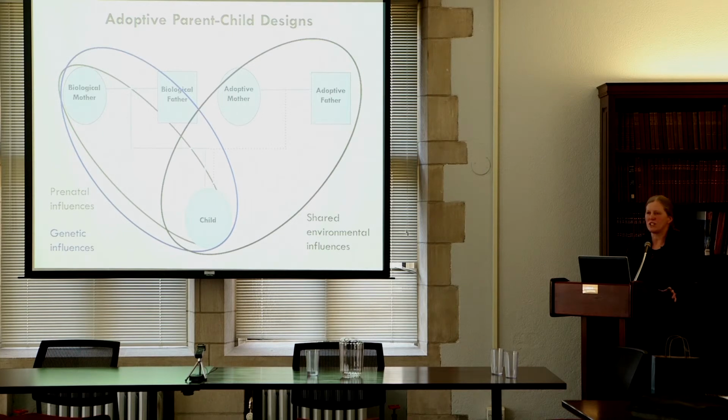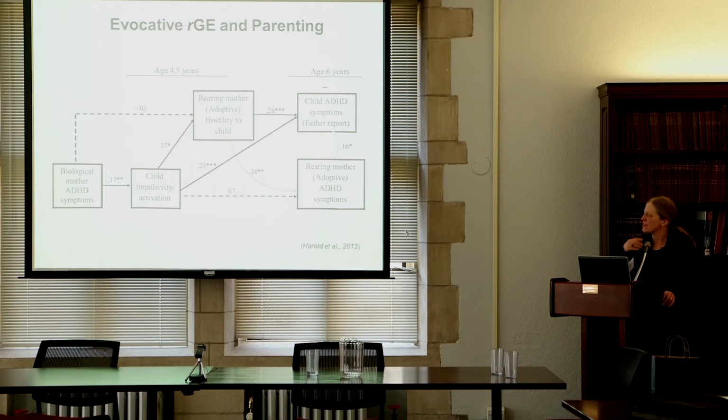Actually, we've found GE correlation all over the place when we didn't expect to find it, but that's not what I'm talking about today. We also find evidence for evocative GE correlation using this adoption design approach. And here are some findings. I think I have them highlighted. We find a direct effect of birth mother ADHD symptoms on child impulsivity at age 4.5. Birth mothers' average age is around 21 across the sample, but it ranges from 14 to 45. So birth mothers are extremely diverse.